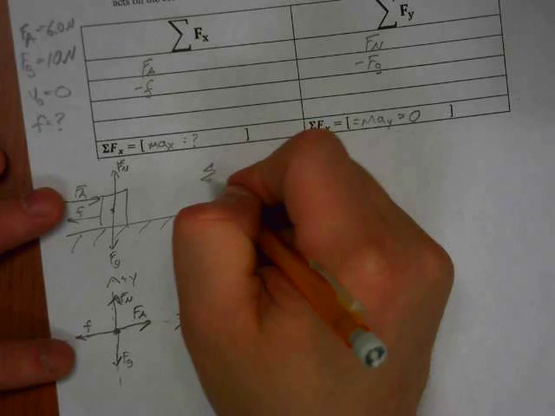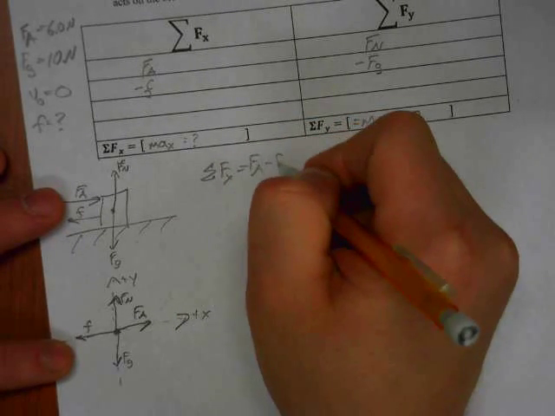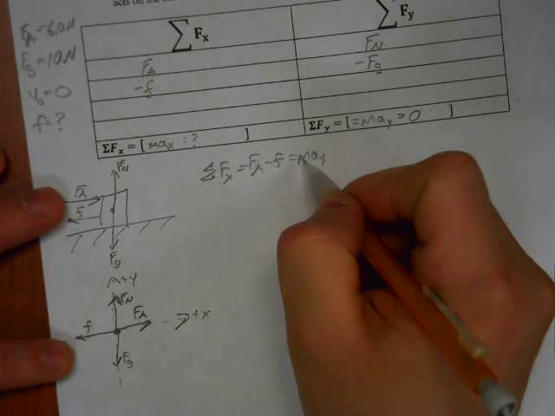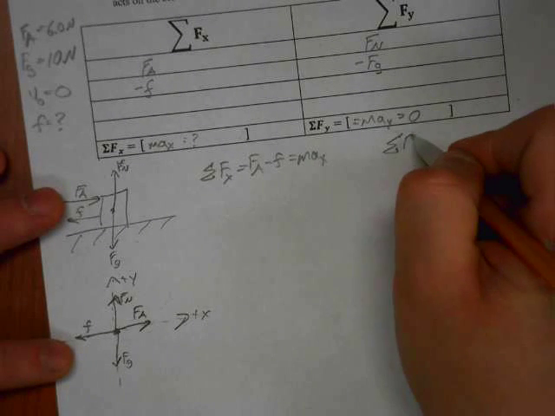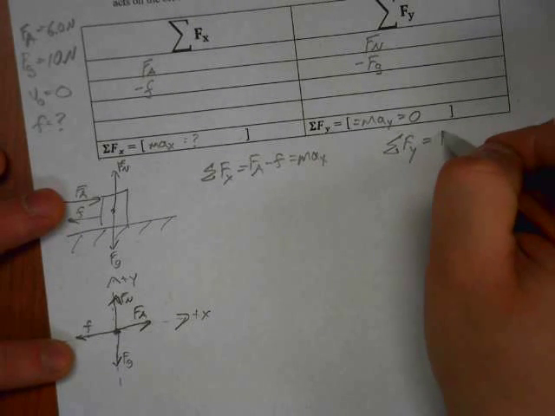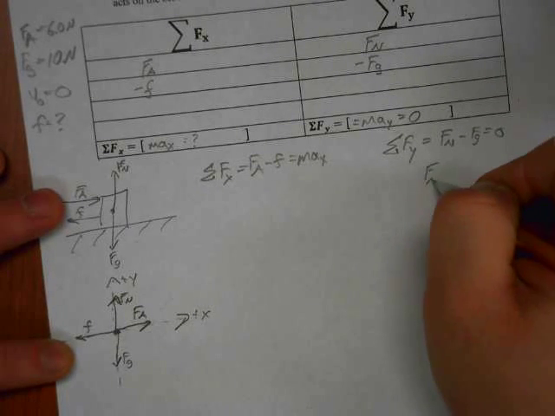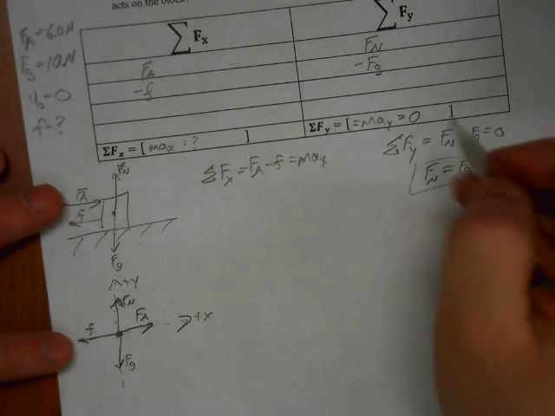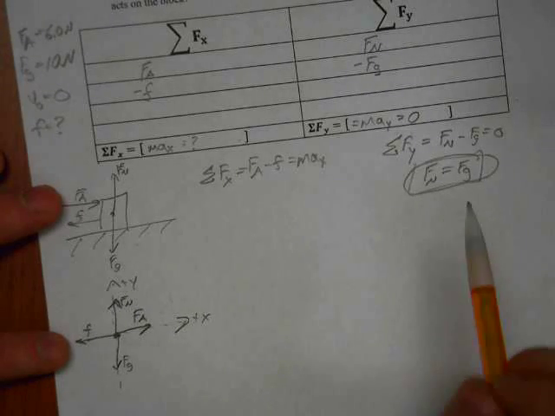So summing up our forces in the x direction, F_A minus the force of friction equals m a_x, and this is true, we just don't know if acceleration equals 0 yet. And F_y equals F_N minus F_g equals 0. Normal force equals the force of gravity. That's an important thing. I shouldn't box it, it's not the final answer, but that's important to know, and that's not always going to be true.